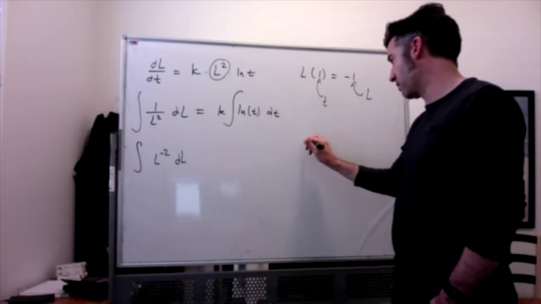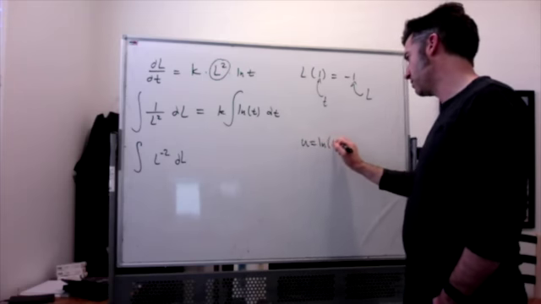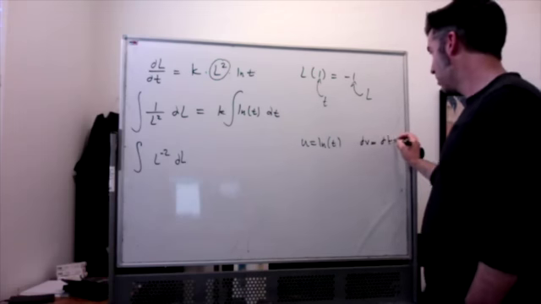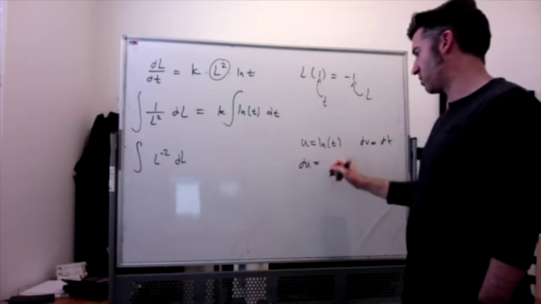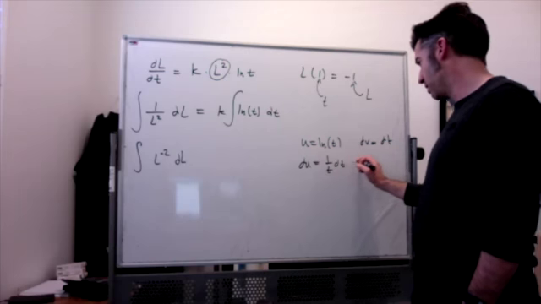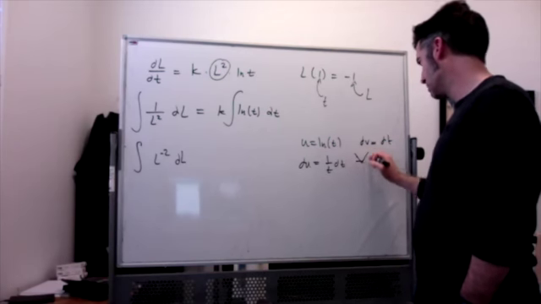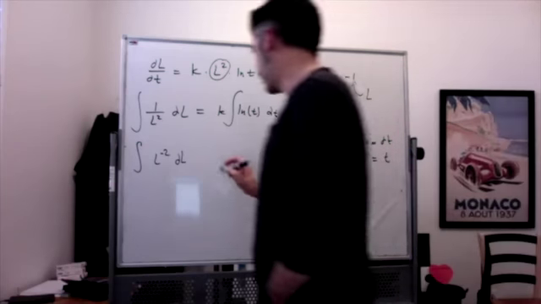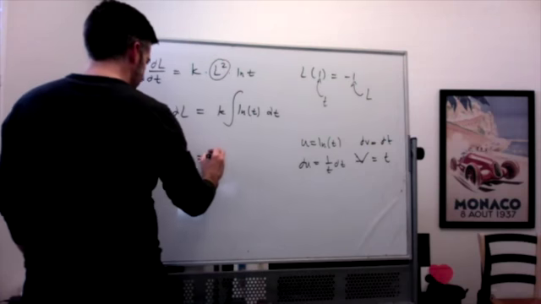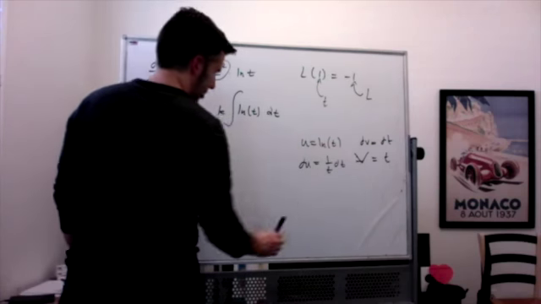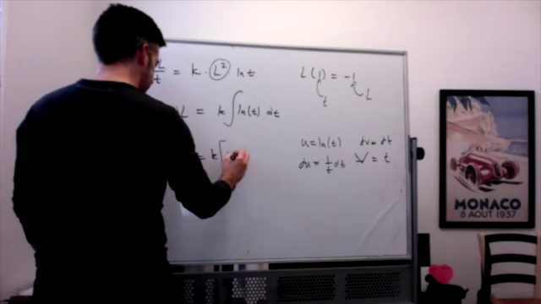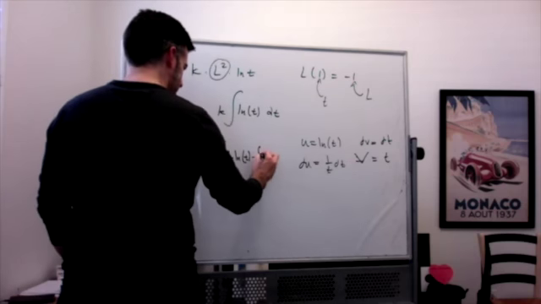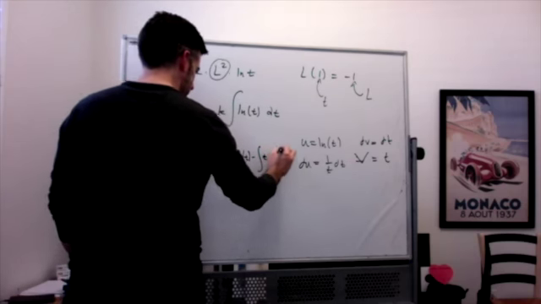So the only choice we have here is to let u equal the natural log of t. And then dv is what's left, which is just dt. Du, the derivative of natural log of t, is 1 over t dt. And v is equal to the antiderivative of dt, which is just t. So here's what we've got so far. We've got k times uv, so t times natural log of t, minus the integral of t times 1 over t dt.